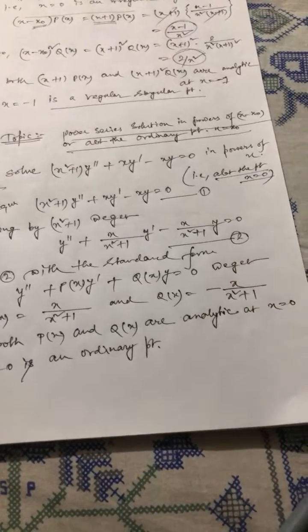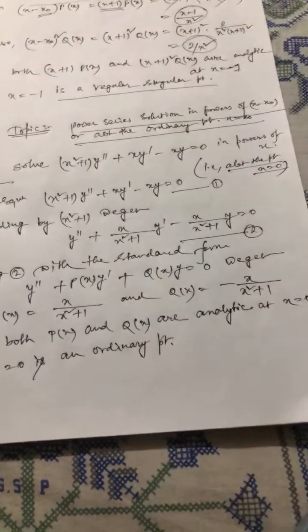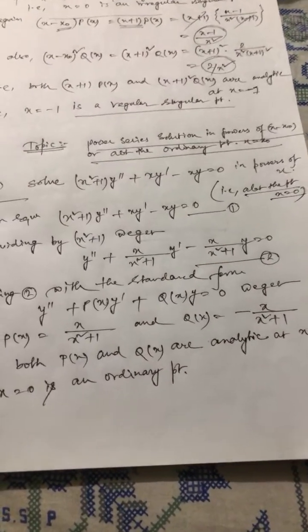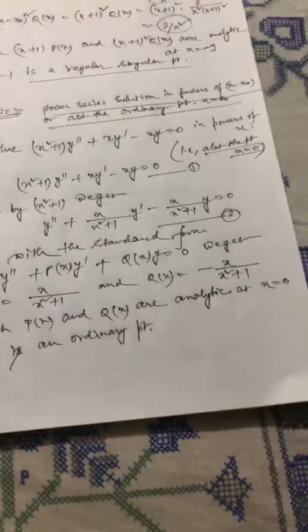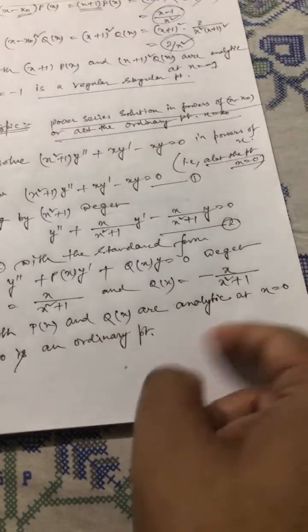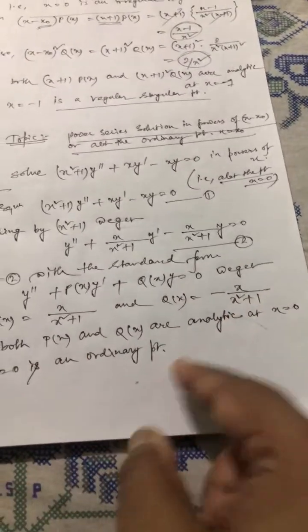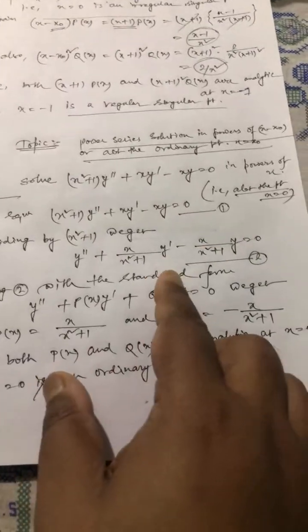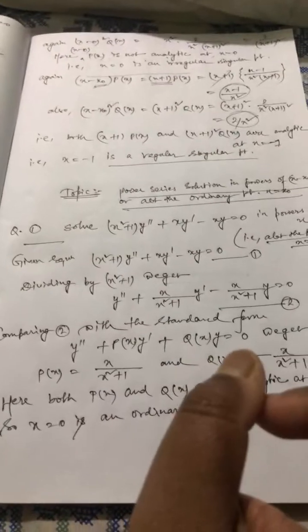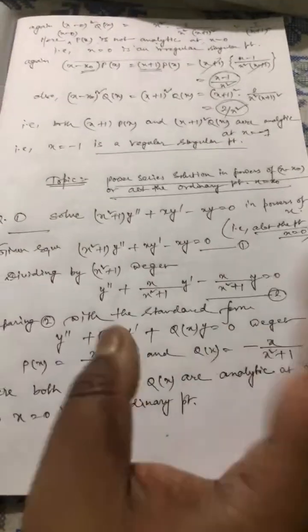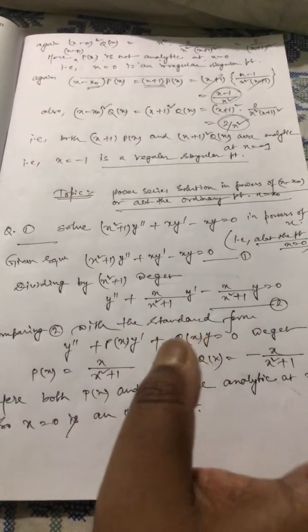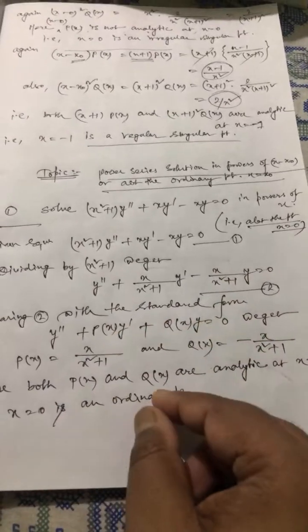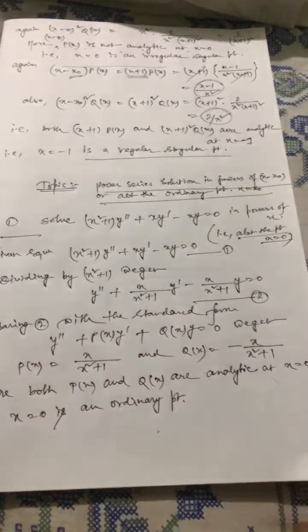So if it is not an ordinary point, then it will be a singular point. Then we have to use another technique that is called Frobenius method. Later we will discuss that one too, but right now let me focus on this particular topic, that is we are trying to solve the given differential equation in terms of power series about any ordinary point. What type of ordinary point is this one? x equal to 0 is the ordinary point under consideration. Now just observe carefully how to solve this problem.